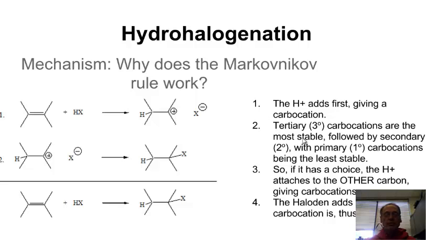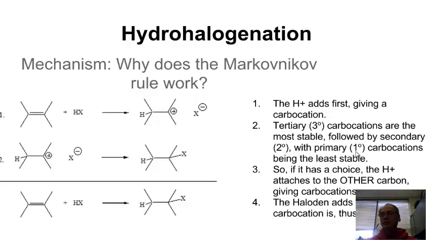Here's number 2. Very important rule. We will use this over and over again. If you're comparing the stability of carbocations, tertiaries are the most stable, followed by secondaries, with primary carbocations being the least stable. In other words, if you have a choice, you want to form a tertiary carbocation rather than secondary or primary.